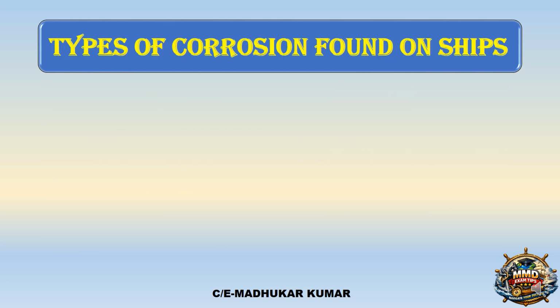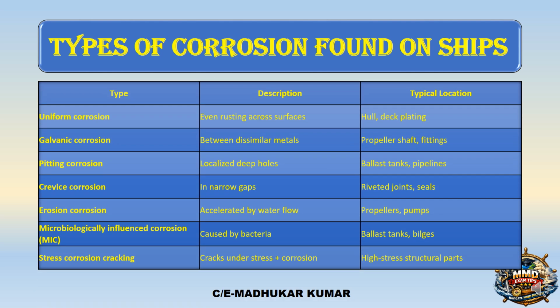Now, I am going to tell you about the types of corrosion found in the ship, their description, and the typical locations, because sometimes in the question it is also asked where it is found. Uniform corrosion, as the name says, is even rusting across the surfaces, the hull, deck platings, and all around the accommodation part also. Galvanic corrosion is between two dissimilar metals, propeller shaft and fittings. Pitting corrosion, localized deep holes, is found in the ballast tanks, pipelines, etc.